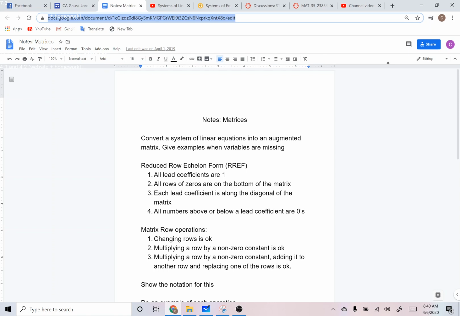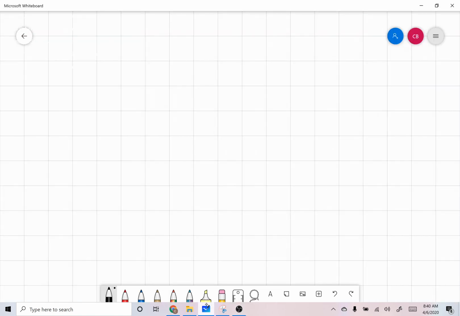what you do with matrices is you convert a system of linear equations into an augmented matrix. So for instance, let's say you have y, you have x is equal to 1, and you have 2x minus 3y is equal to 4. This is a system of equations. You guys would probably solve it by elimination, but we can convert this to what's called an augmented matrix.